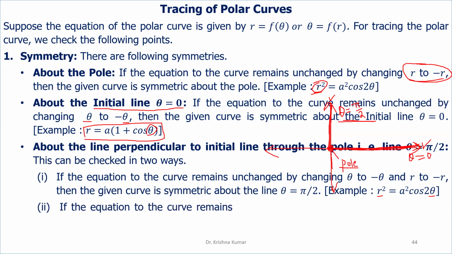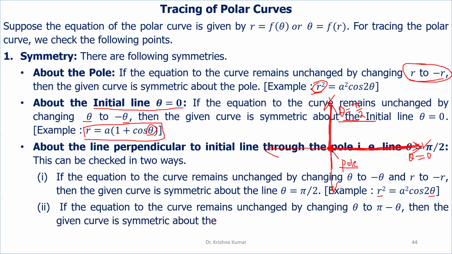If the equation of the curve remains unchanged by changing theta to pi minus theta, then the given curve is also symmetric about the line theta equal to pi by 2. Let me take one example. If r equal to a times (1 plus sine theta).